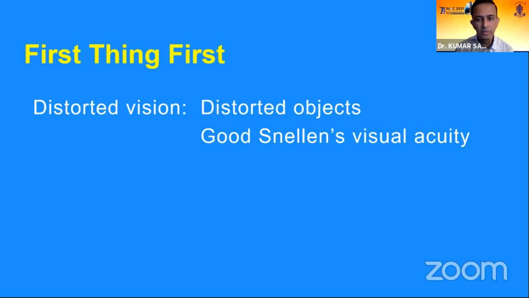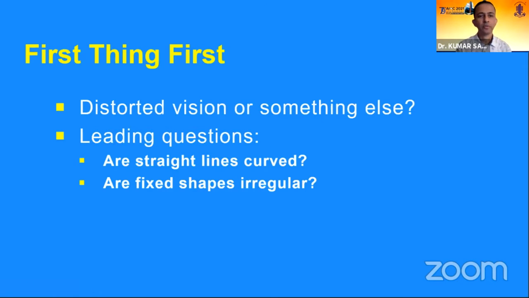My talk is about distorted vision, and to tell first things first, distorted vision and central patch are more or less similar looking symptoms, but they are different. When we are talking about distorted vision, we are talking that the vision is good, the patient is able to see well, but whatever he is seeing is distorted. So the objects are distorted, but the Snellen visual acuity is fine. So we have to make sure that what we are dealing with, is it really distorted vision or something else?